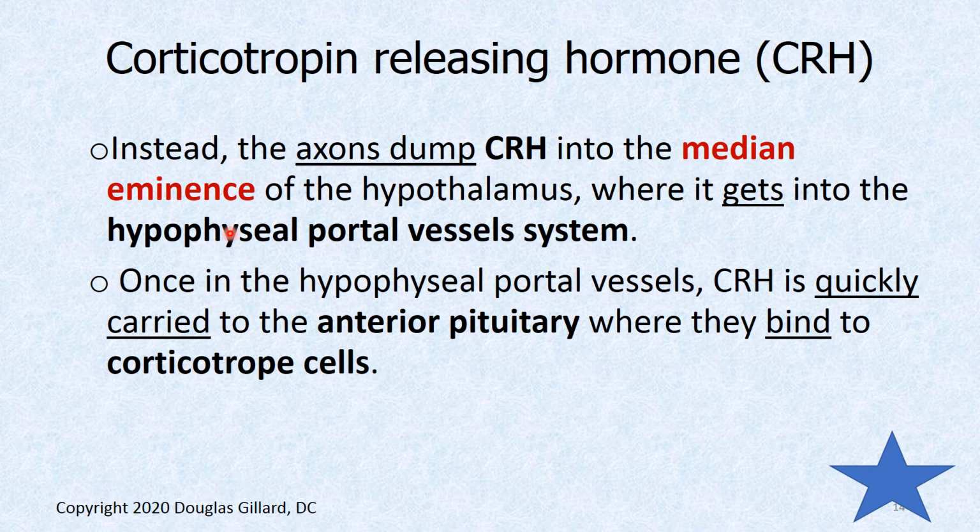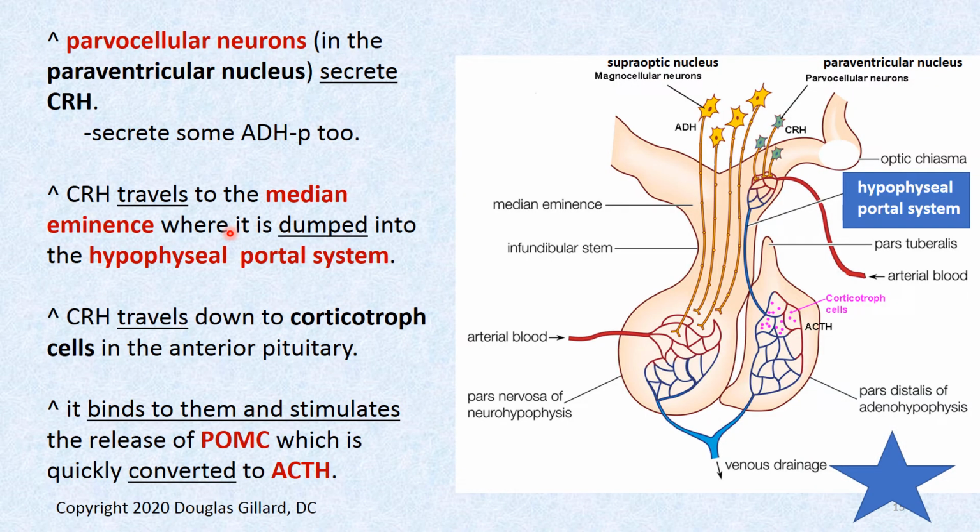And that's where the hypophyseal portal system starts. So they dump their CRH right into this little capillary system called the hypophyseal portal system, and it's taken immediately down to the anterior pituitary, where it's released into the interstitium, and they swim a short distance and bind to their corticotroph cells and do their thing, which is to make POMC, which is converted into ACTH.